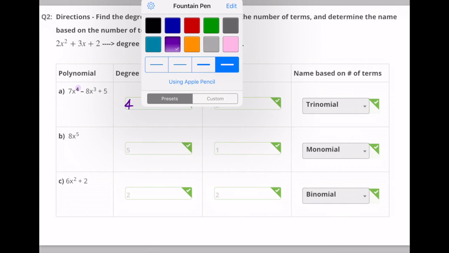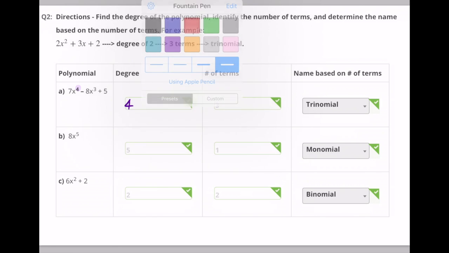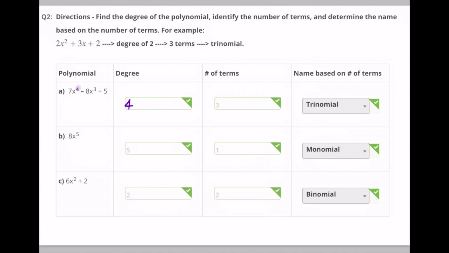And then we want to look at the number of terms. So remember, terms are always separated by a plus or a minus. There's a minus sign here and a plus sign here. So the 7x to the 4th, the 8x to the 3rd, and the 5 are 3 different terms because they're being separated by a plus or a minus. When we have 3 terms, that is a trinomial.